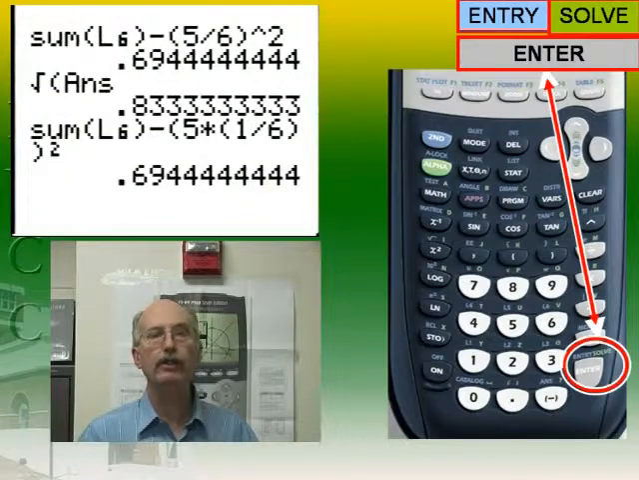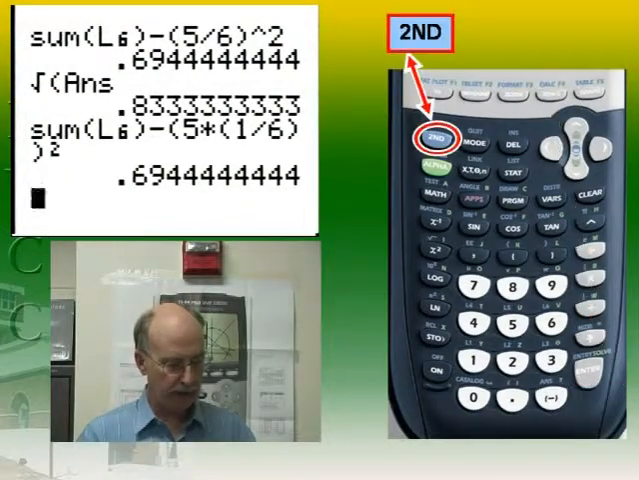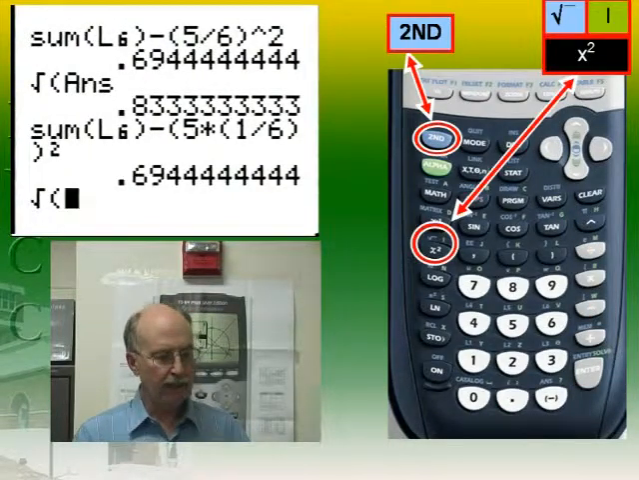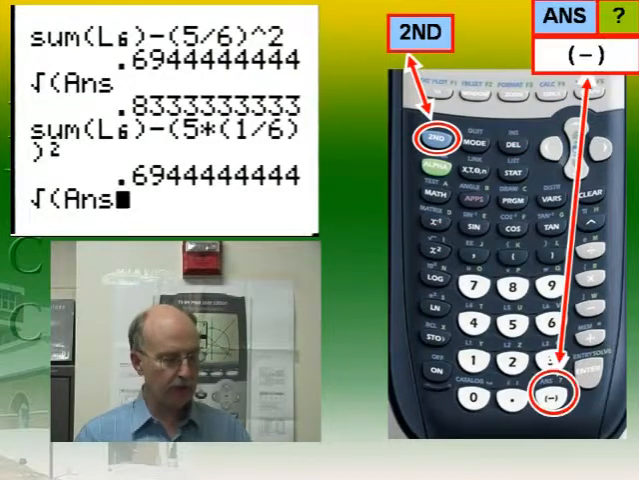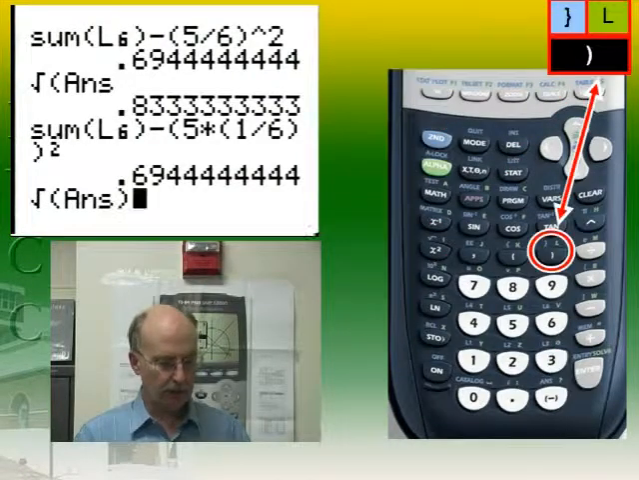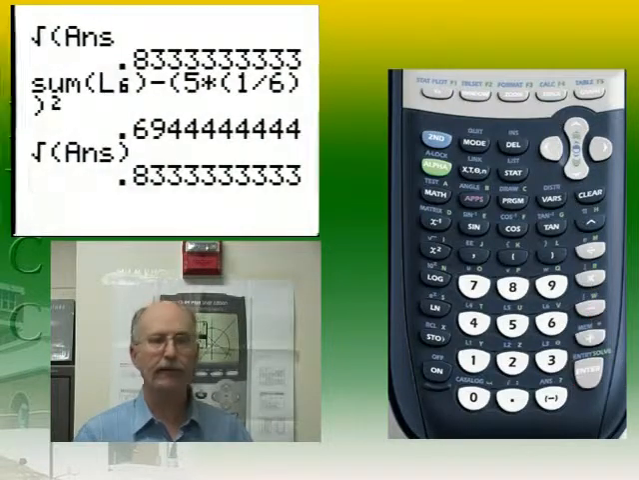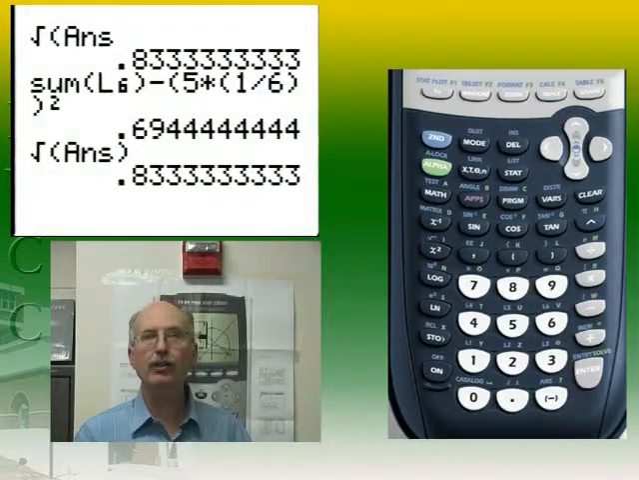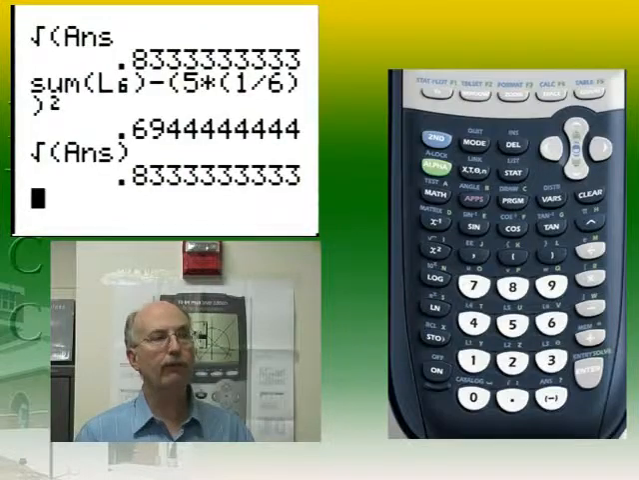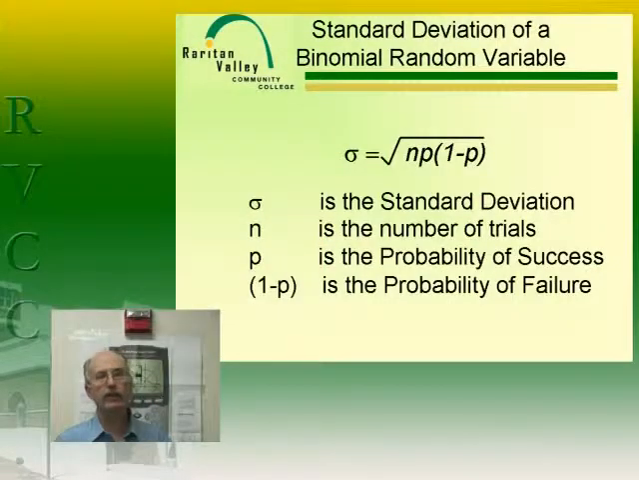And hit enter, and I get 0.69444444. Now I need the square root of that number, so I hit second square root, and then I hit second answer to bring the answer back, closing parentheses, enter, and I get 0.83333333. Now, of course, there's an easier way to do that. There's a second formula, and that formula says that the standard deviation is equal to the square root of n, the number of trials, times p, the probability of success, times 1 minus p, or the probability of failure.